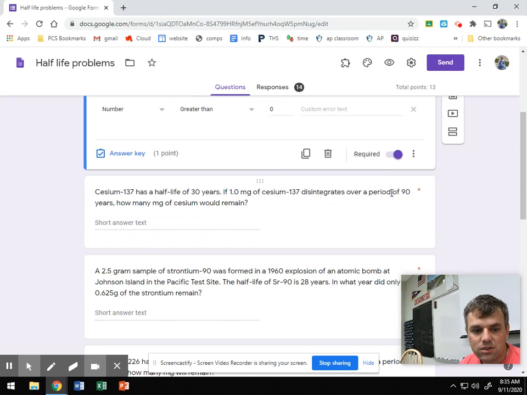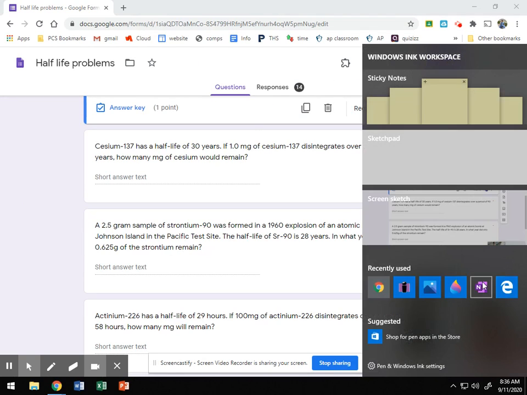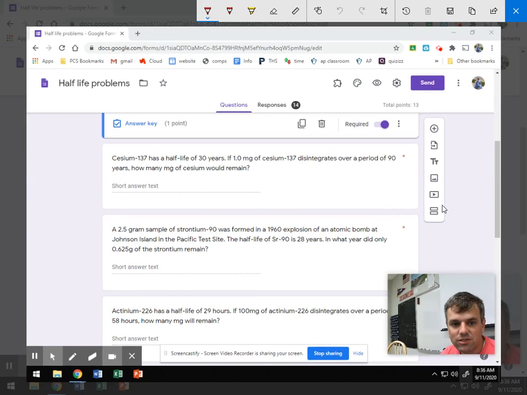Let's take a look at the second one. It says cesium-137 has a half-life of 30 years. If 1 milligram disintegrates over 90 years, how many milligrams would remain? So if we do amount versus time, we start with 1 milligram at time 0.